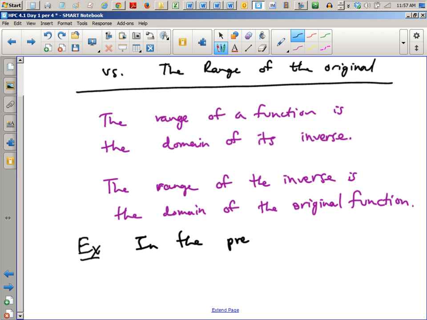So in the previous problem, remember f was (x minus 1) over (x plus 2). I copied that right, correct? I'm going off memory.